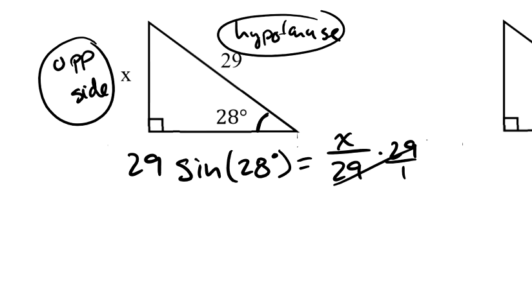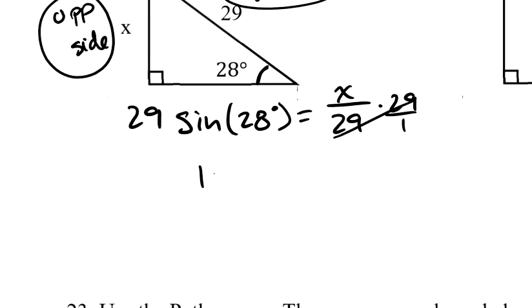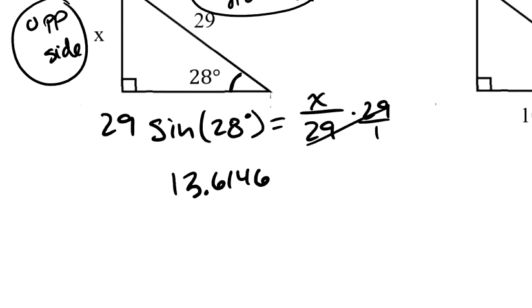One of the things I always suggest doing is just verifying that you are in degree mode. So just hit mode and go down, make sure your calculator says you're in degree mode. But then just go ahead and multiply the 29 times the sine of 28 degrees and press enter. So for this one, I'm getting x is a rather long decimal. It's about 13.6146. They don't actually say to round it to a certain number of decimals, so probably 13.6 or 14ish is adequate.